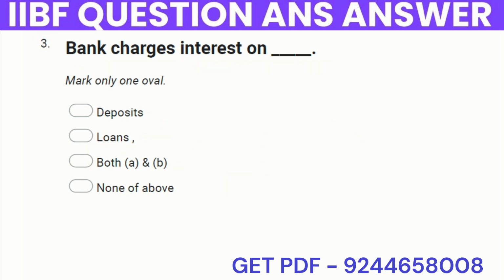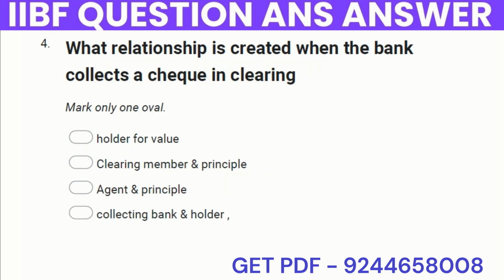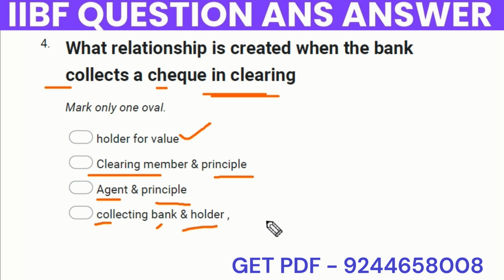Next question. What relationship is created when the bank collects a check in clearing? First option, holder of value; second option, clearing member in principal; third option, agent and principal; fourth option, collecting bank and holder. Collecting bank and holder is the right answer. Fourth option is the right answer.